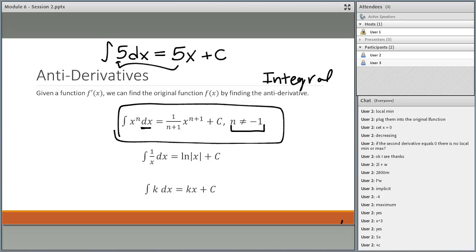There is this rule here, this part that says n cannot equal -1. Why can n not equal -1? Well, if n is -1, then that fraction out front becomes 1 over 0, and we can't have 1 over 0. So when n is -1, we have something else going on. So n cannot be -1. The power rule applies for all of the functions except for that one.